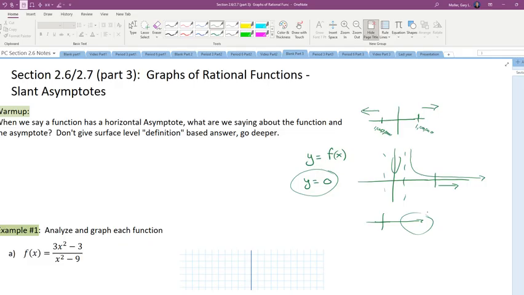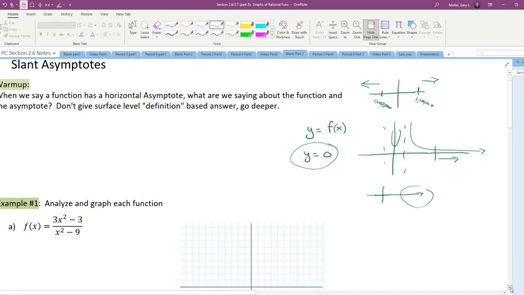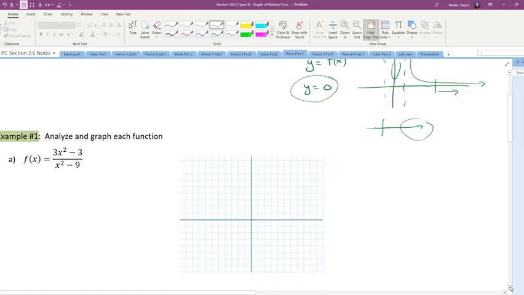Let's move on. Example number 1, let's analyze and graph this function. The first thing I want you to notice, we should always consider is our asymptote situation. And this appears to be a pretty straightforward question with an asymptote at y equals 3, a horizontal asymptote, I should say, because we look at the degrees of the function are the same, and we have a ratio of 3 over 1. So I would say we have y equals 3, so nothing special here.